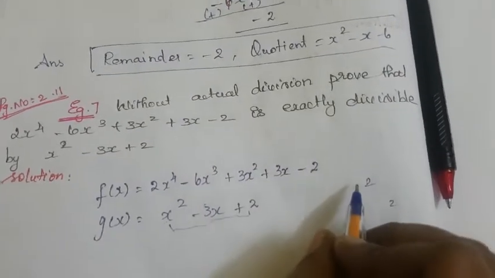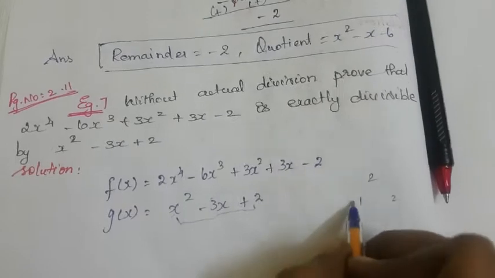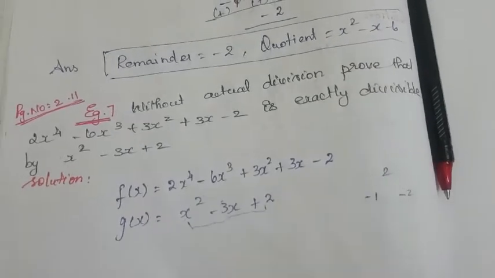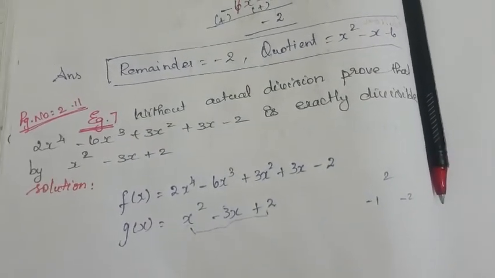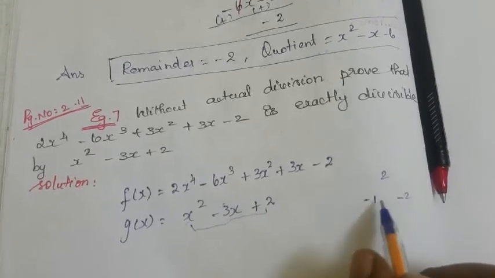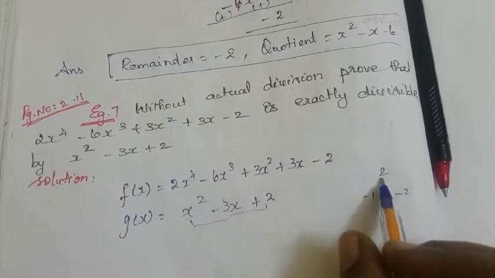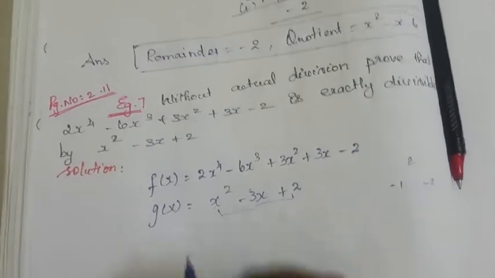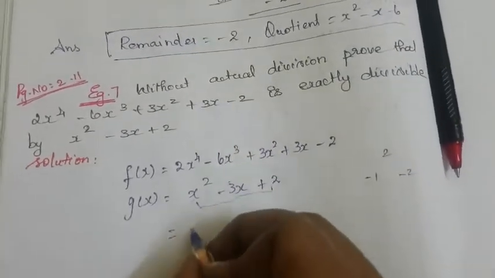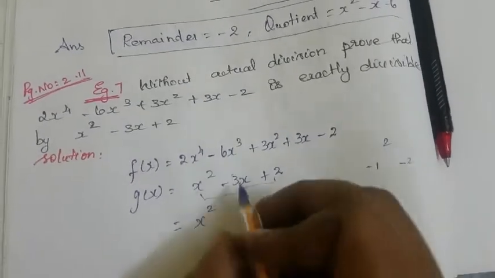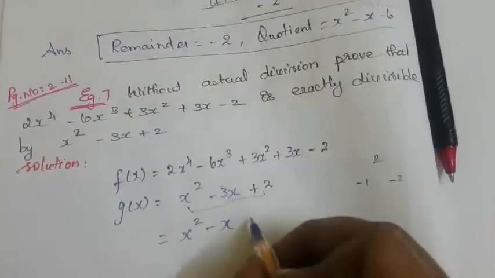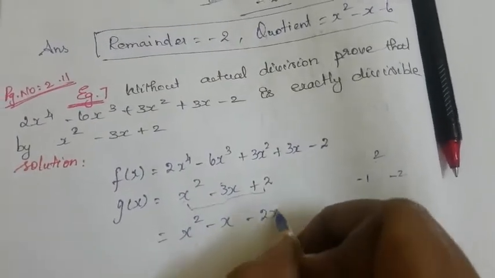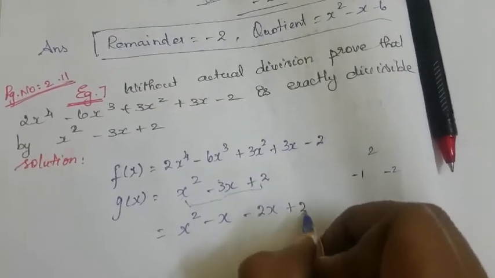Which means both should be in the minus term. Okay, then only if you multiply these 2, you will get plus 2. If you add these 2, you will get minus 3. So these will be the factors. So this can be written as x squared minus x minus 2x plus 2.